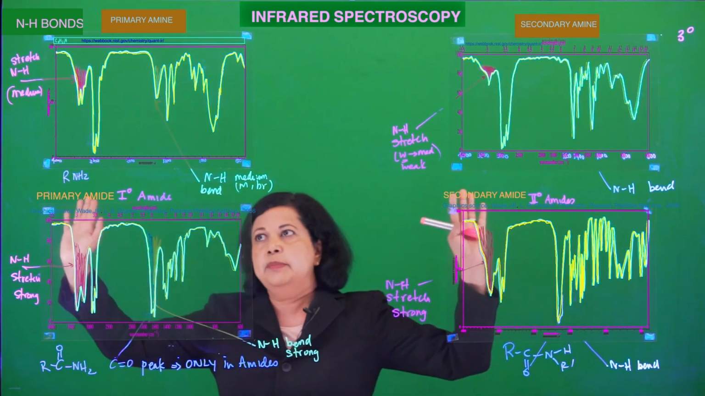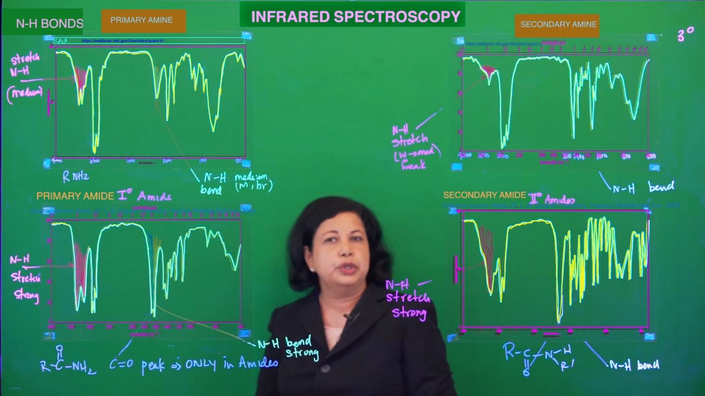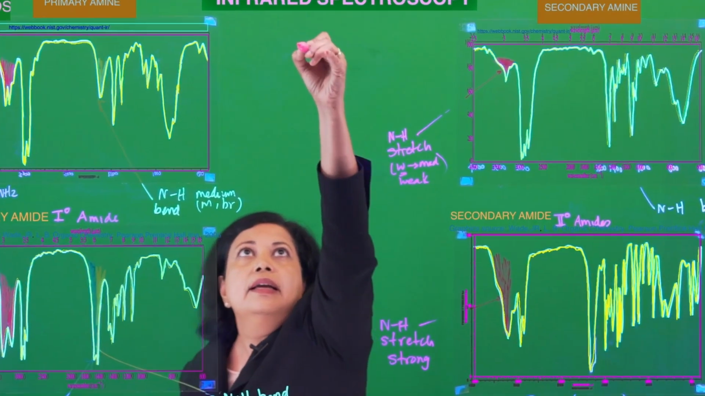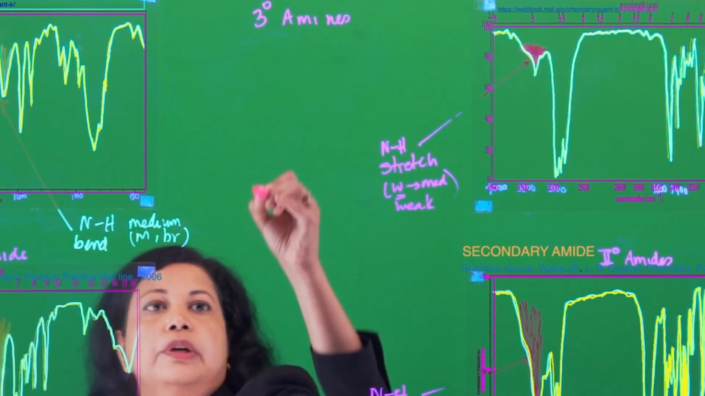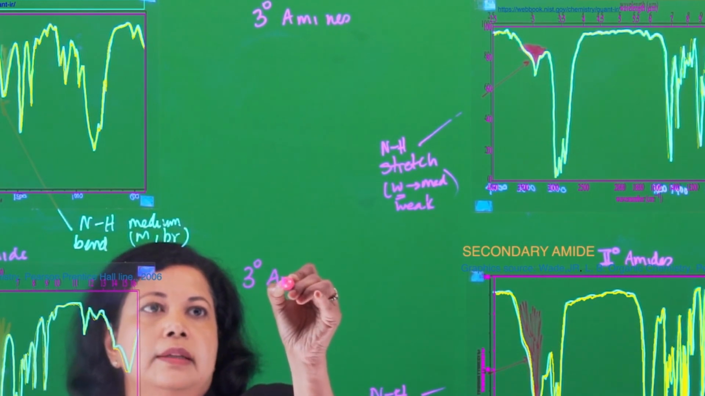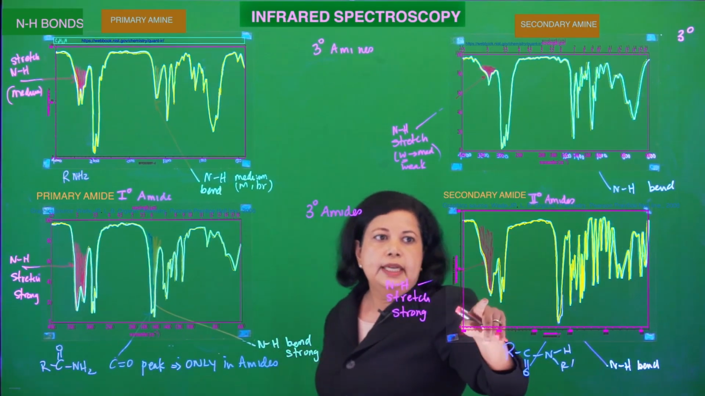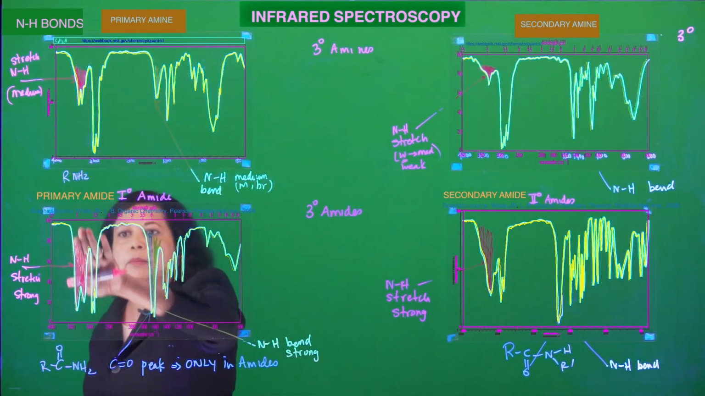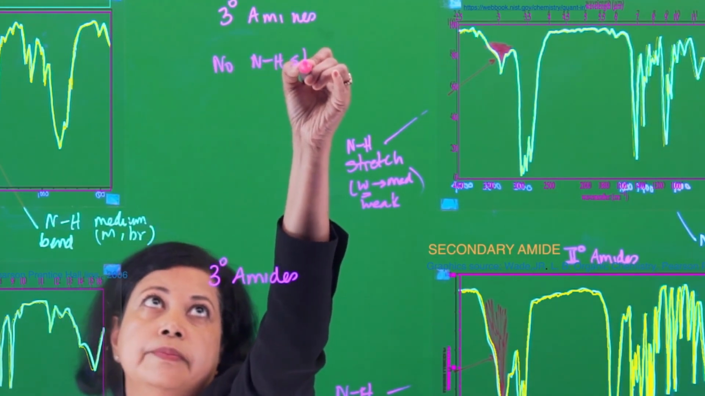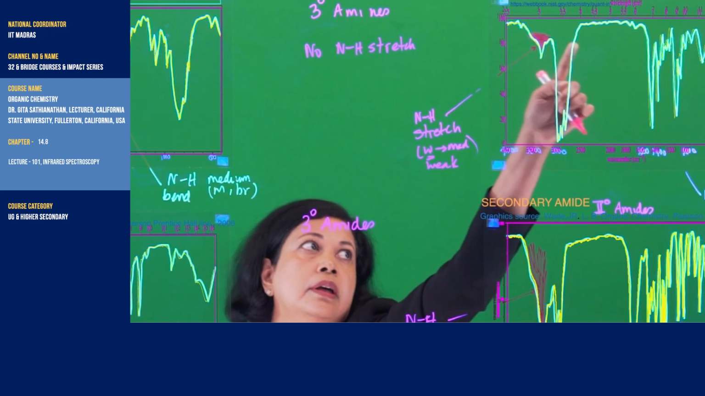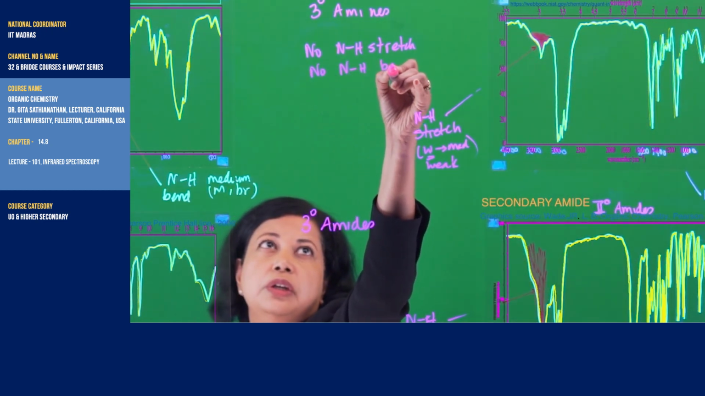So these are primary and secondary. What about tertiary? We never talked about tertiary. Why don't we ever mention it? Let's compare tertiary amines and tertiary amides. If you look at both of them, they're not going to have any NH. So this region is going to be completely absent in both of them. No NH stretch, no NH bends. So there's really not much to look at there.